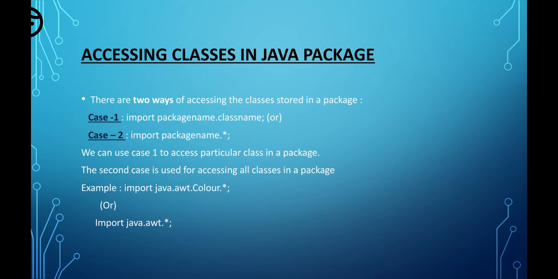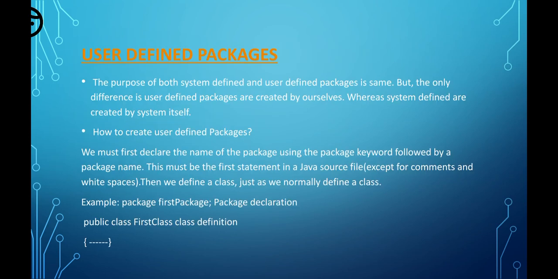Here is the example: import java.awt.Color. So we are accessing the Color class in the awt package, whereas in the second example, import java.awt.*, the asterisk stands for all classes, to access all the classes of the awt package. I hope I made this clear.